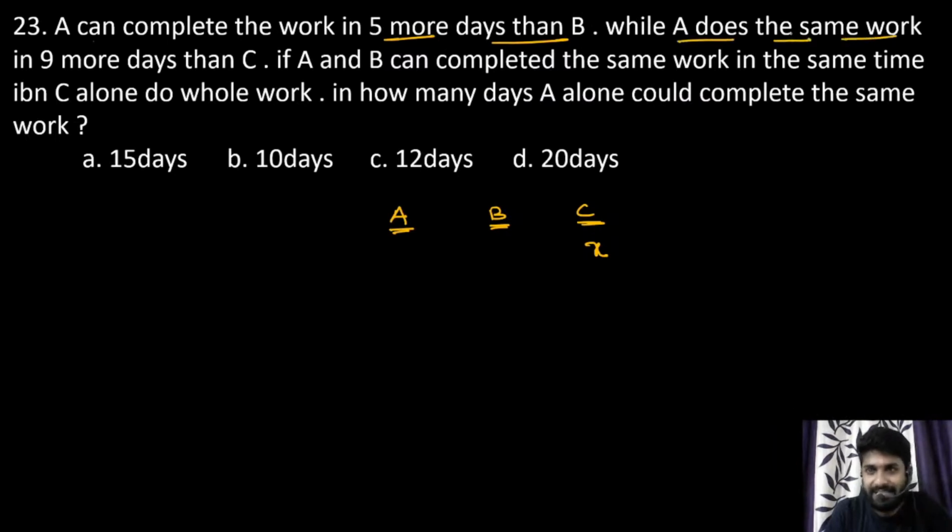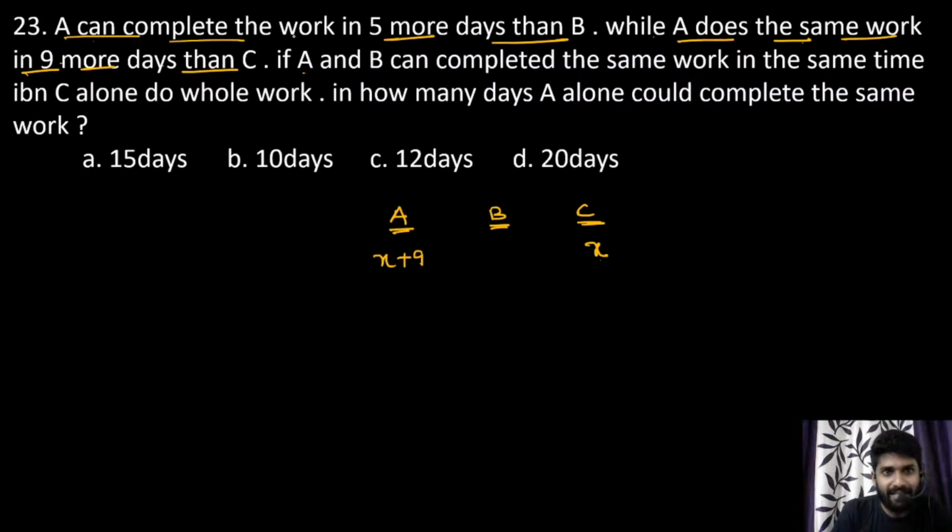A does the same work in 9 days more than C. So A value becomes X plus 9. First point, I consider C a constant. Then while A does the same work 9 days more than C, the value becomes X plus 9. That is the observation.